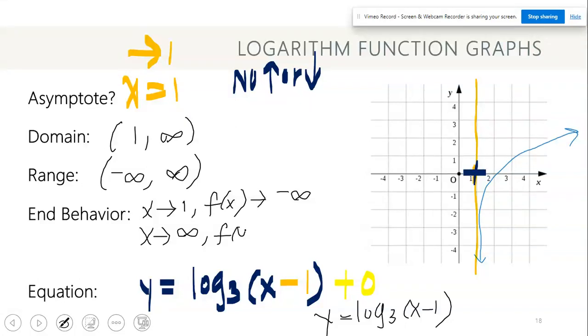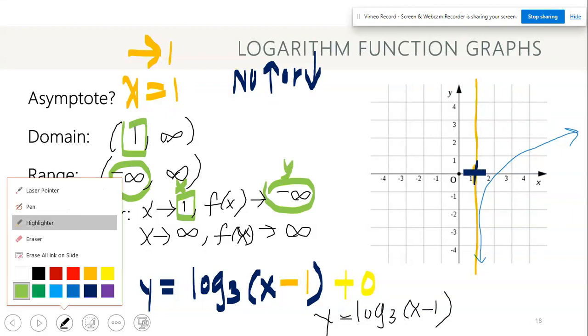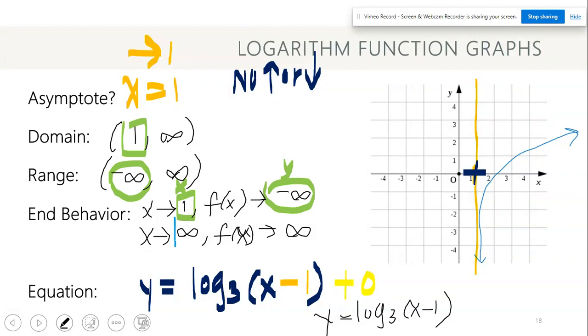I want to know what is happening with the y value at positive infinity. Well, it's slowly increasing, so we have positive infinity. Again, the cool pattern where the domain and range affect the x and y values of our end behavior.